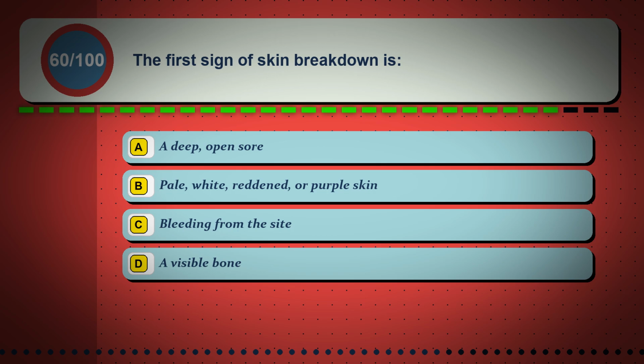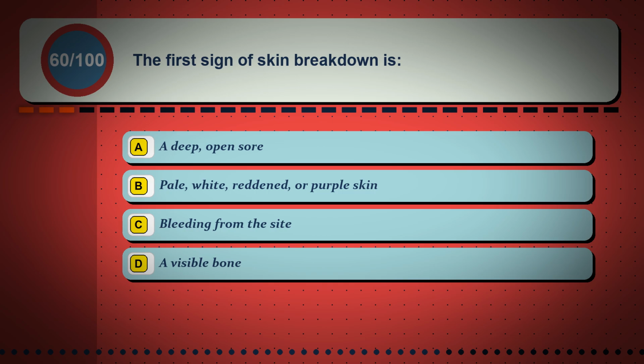Question 60. The first sign of skin breakdown is: Option A, a deep, open sore. Option B, pale, white, reddened, or purple skin. Option C, bleeding from the site. Option D, a visible bone.